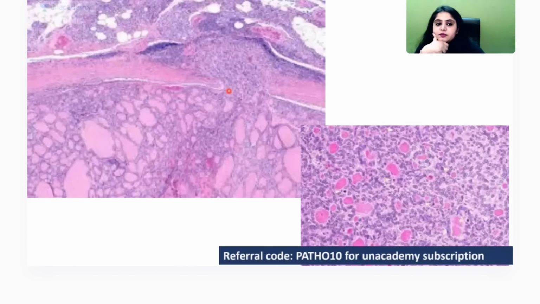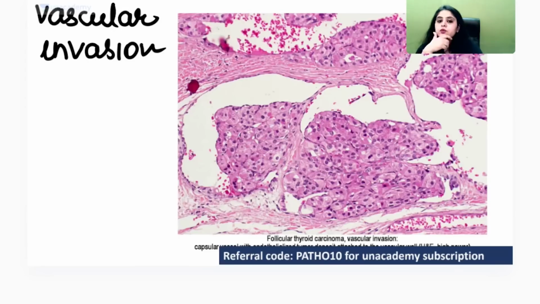Remember, capsule, capsular, vascular. Have a look at this. Can you see in this picture, here there is a capsule, and then I see it's broken over here. Can everyone appreciate? It's broken over here. You feel something like a mushroom is coming out. Something like a mushroom has torn the capsule and has come out. Can I call it capsular invasion? What do you want to call this, follicular adenoma or carcinoma? Carcinoma. Okay.